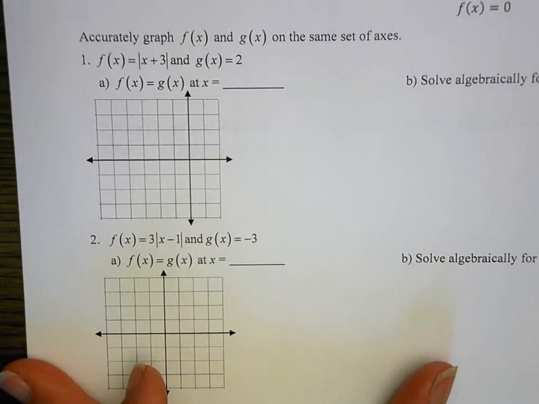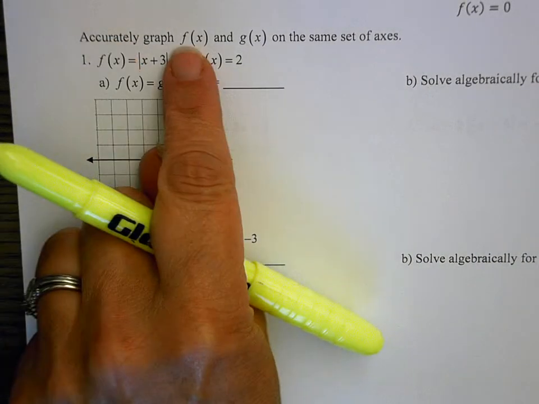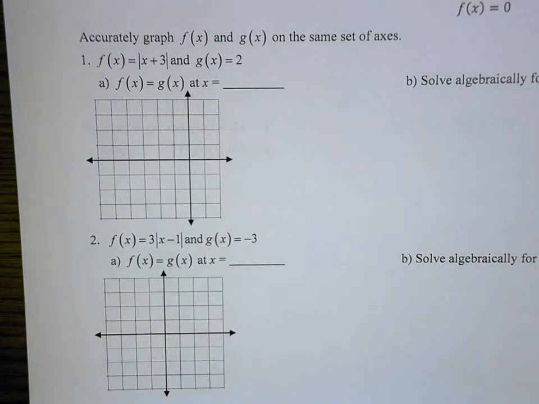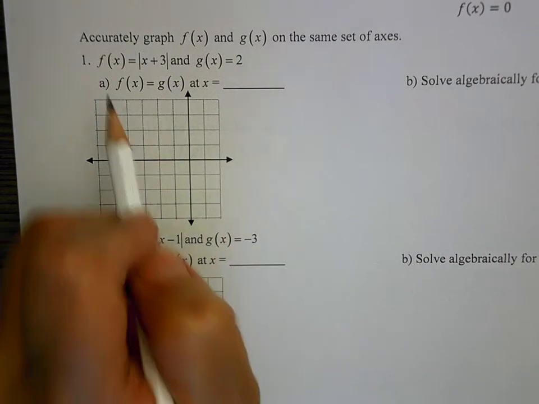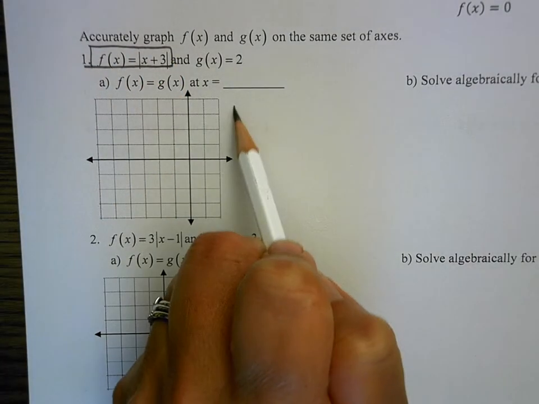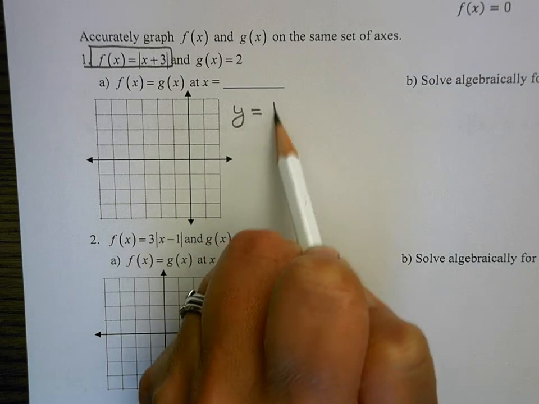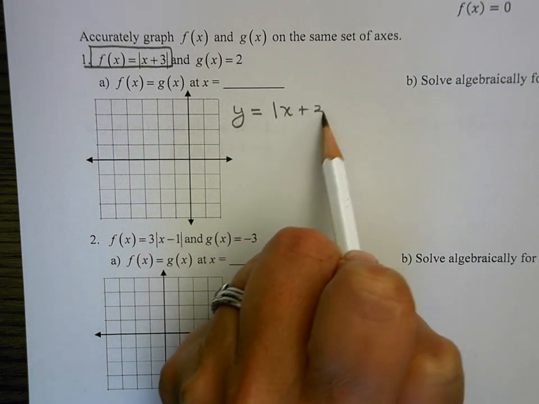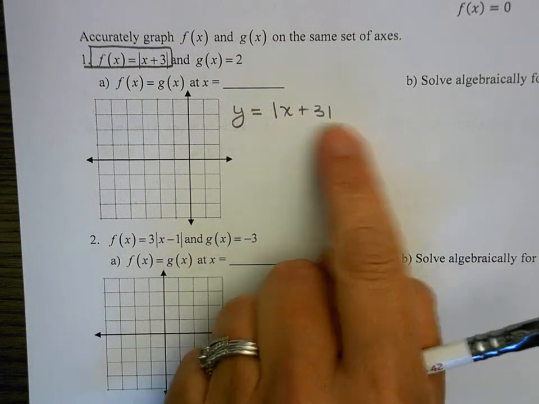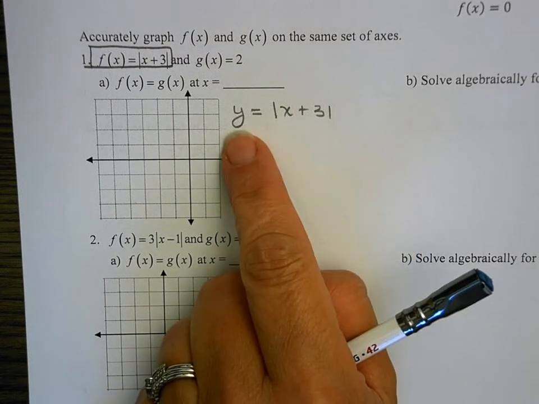So let's go ahead and take a look at question number 1. Here it tells us in the directions, accurately graph both f and g on the same set of axes. Okay, so we'll start with f of x. I'm going to start with this equation right here, and I'm going to use pencil for that one. I know f of x is the same as y, so I'll swap that out. And that's already in vertex form because there's no constant here that I need to move over to y.